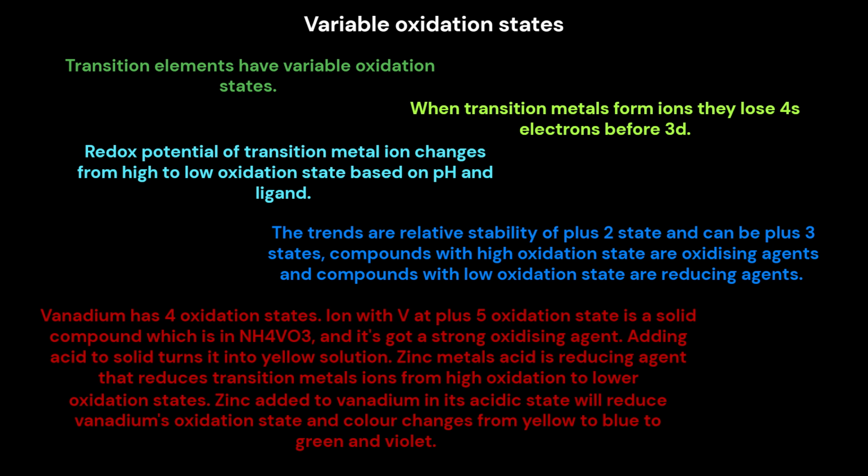Variable oxidation states. Transition elements have variable oxidation states. When transition metals form ions, they lose 4s electrons before 3d. The redox potential of a transition metal ion changes from high to low oxidation state based on pH and ligand. The trends are the relative stability of the +2 state, and there can be +3 states. Compounds with a high oxidation state are oxidizing agents, and compounds with a low oxidation state are reducing agents.